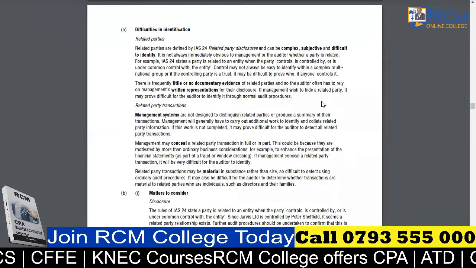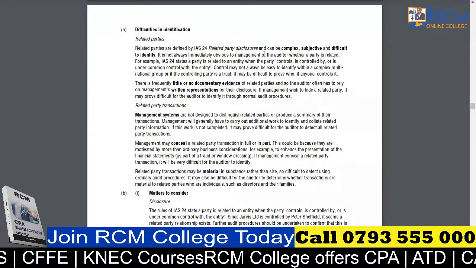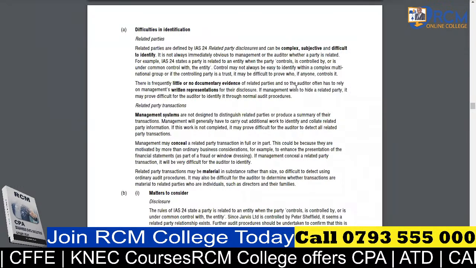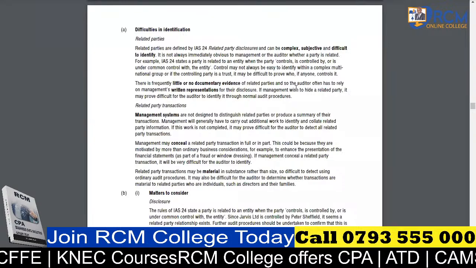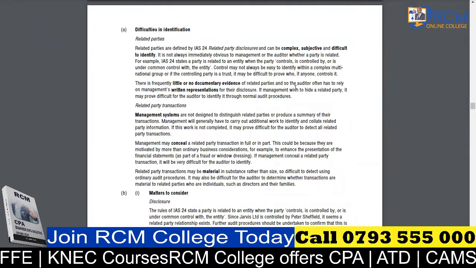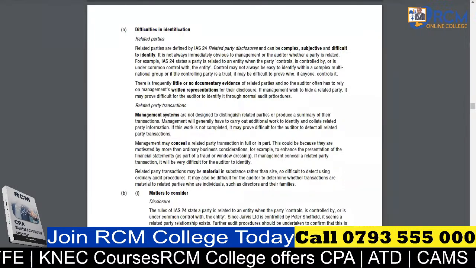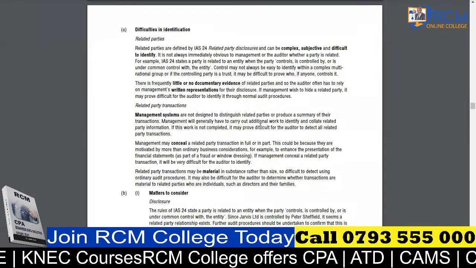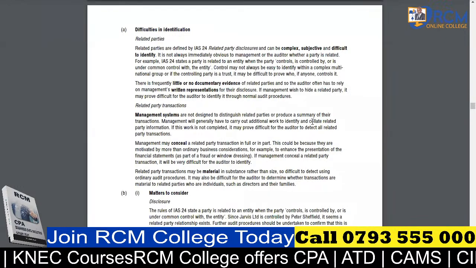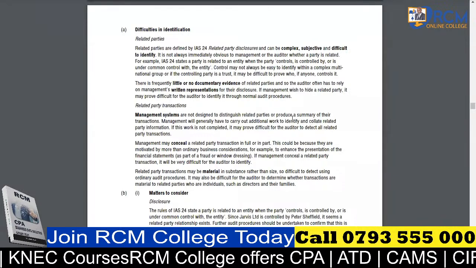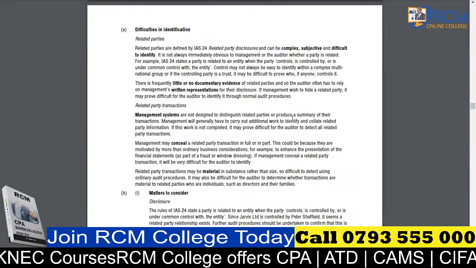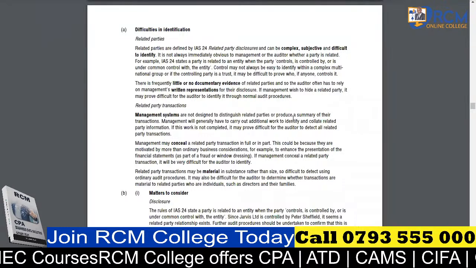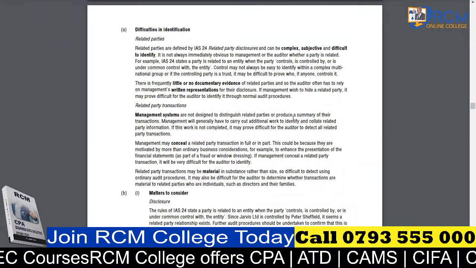There is frequently little or no documentary evidence of related parties, and so the auditor often has to rely on management written representations for their disclosure. If management wish to hide a related party, it may prove difficult for the auditor to identify it through normal audit procedures. Management systems are not designed to distinguish related parties or produce a summary of their transactions. Management will generally have to carry out additional work to identify and collect related party information. If this work is not completed, it may prove difficult for the auditor to detect all related party transactions.